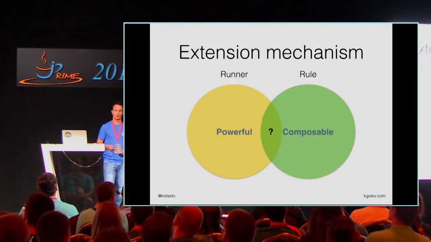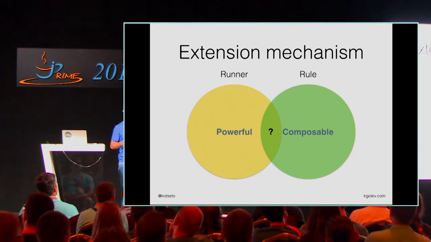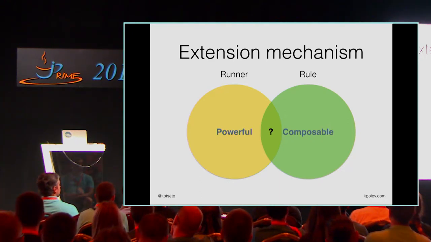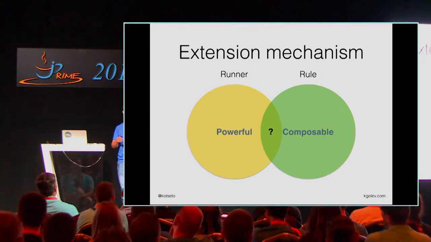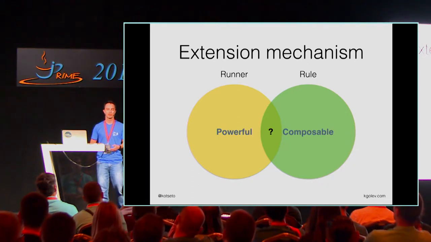The other big problem is the extension mechanism. Right now we have 2 ways to extend the functionality of your unit test. One is the runner, the other is the rule. A runner is very powerful. You can replace any kind of test lifecycle with it. You can do everything with it. But it's based on inheritance, it's not composable.